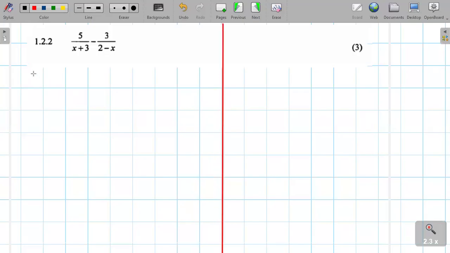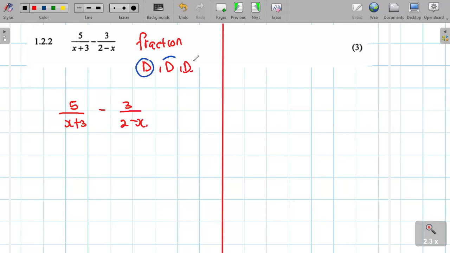Whenever you're working with the fractions, what do we use? Triple D, D, D, D. I have 5 over x plus 3 minus 3 over 2 minus x. When I say D, D, D, this is what I mean. D for diagonal, diagonal, denominator. I'm going to multiply the diagonal. That's the first diagonal. Another D for diagonal. That's another diagonal. The last D for denominator.